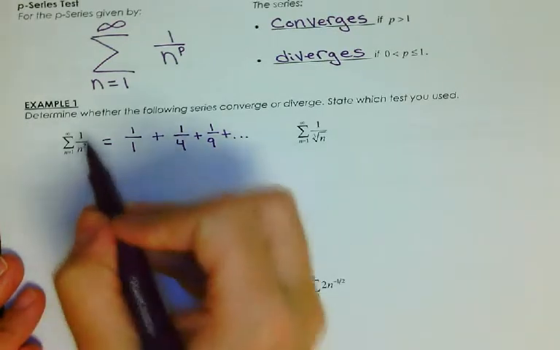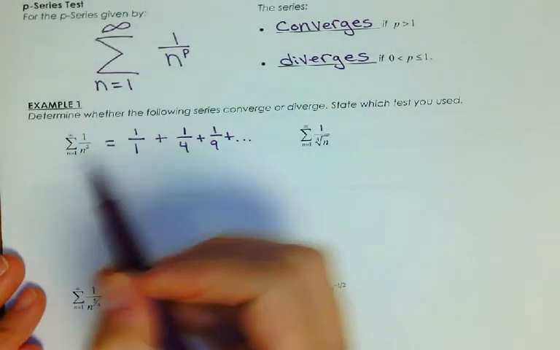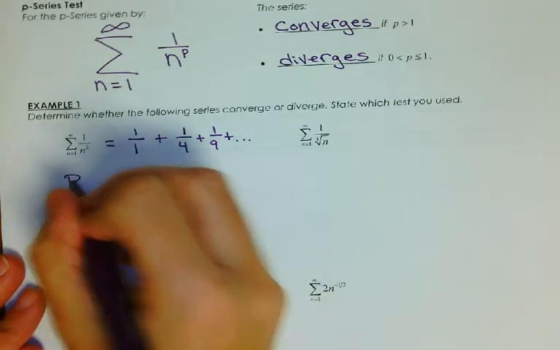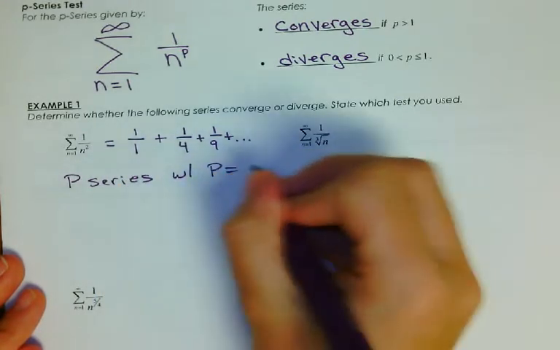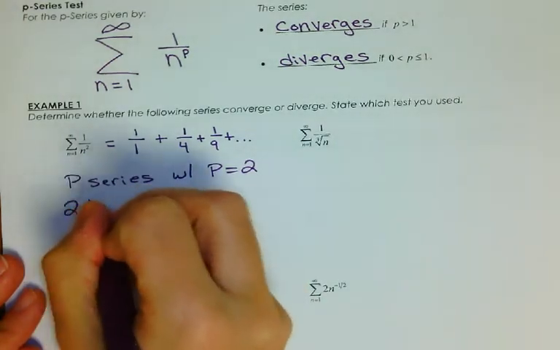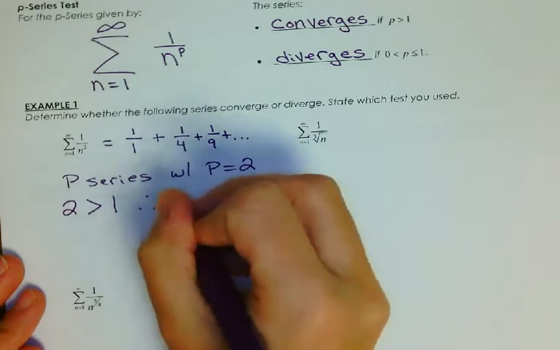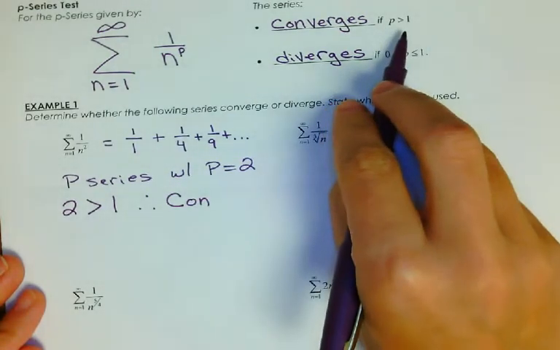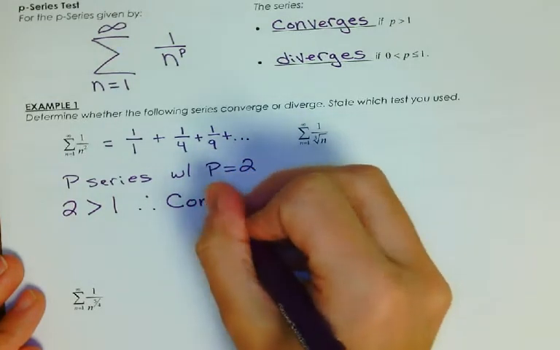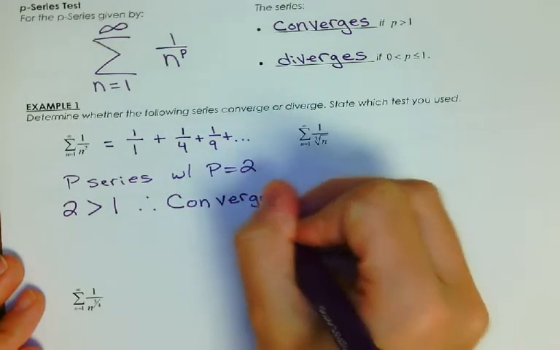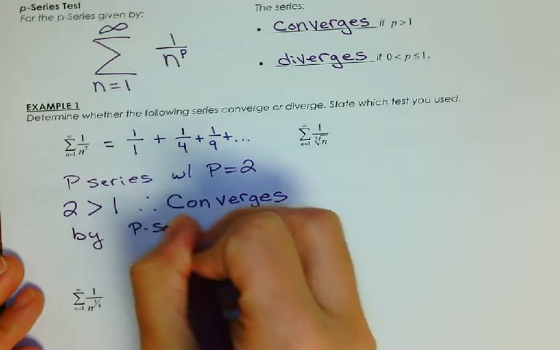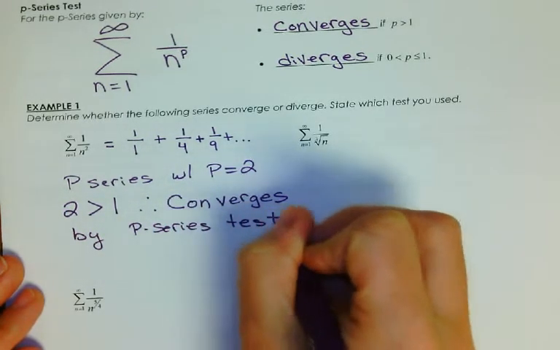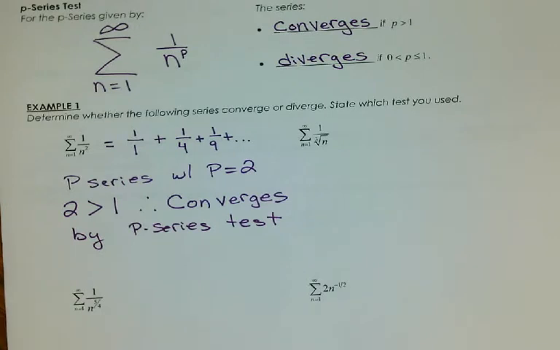When I look at this, I say, well, this does have that p-series look to it. I notice this is a p-series with p equals 2, right? And what can you tell me about 2? Well, it's definitely bigger than 1. So we can conclude that this converges, because if p is greater than 1, then it converges by p-series test. Remember, it's important on the AP exam to state the test that you use in order to get full credit. So, converges by p-series test. And then you'd be done there. And again, the divergence test here would be inconclusive.